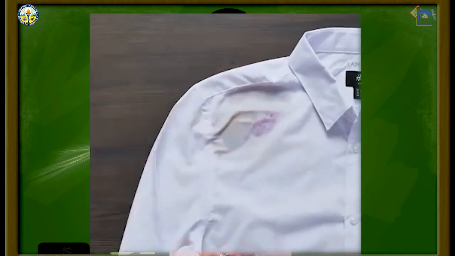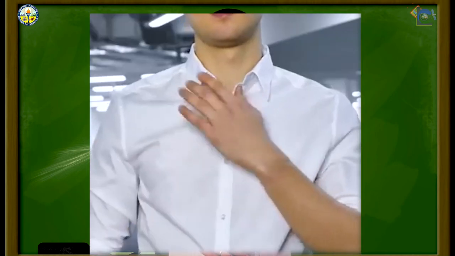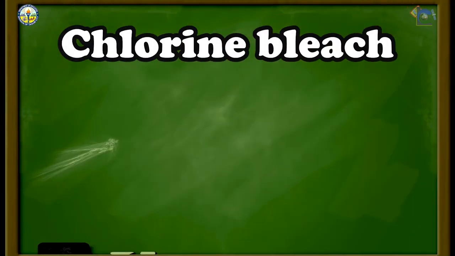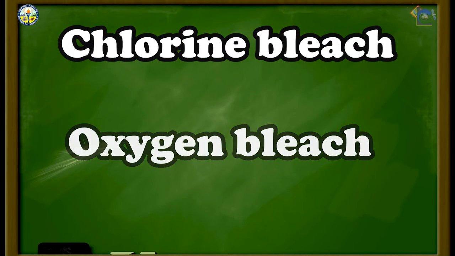The key factor in removing stains is speed. Quickly blot up the excess with a clean cloth or tissues. Soaking or a pre-wash treatment before washing will dissolve many stains, but some need special treatment. Lastly, there are two types of bleaches. We have chlorine bleach and oxygen bleach.